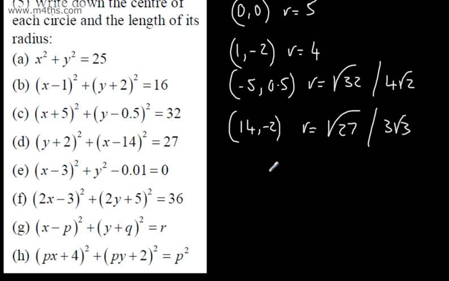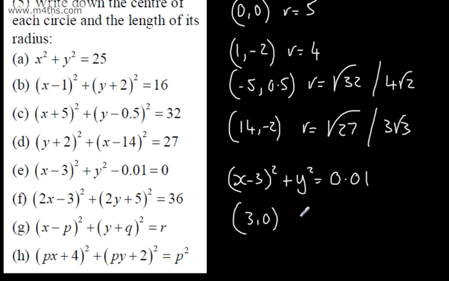Okay, let's look at the next one. I'm just going to rewrite this one. X minus 3 all squared plus y squared is equal to 0.01. We've got x minus a all squared plus y minus b all squared, with b being 0, is equal to the radius squared. So on this one, the centre will be 3, 0, and the radius will be the square root of 0.01. And if we think about that, that is going to be 0.1. 0.1 times 0.1 gives us 0.01, or if you like, the square root of 1/100th is 1/10.